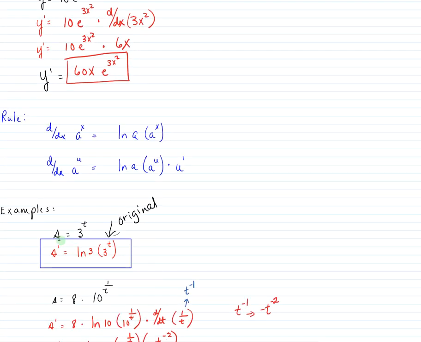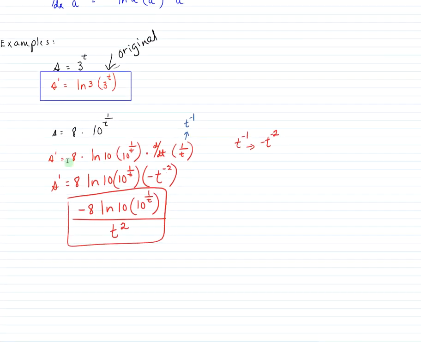All right, so here's an example. S equals 3 to the t. So 3 is not the number e, it's a plain old number. So we have S prime is ln 3, we're using this rule, times the original 3 to the t.